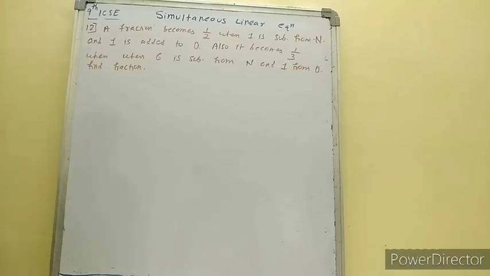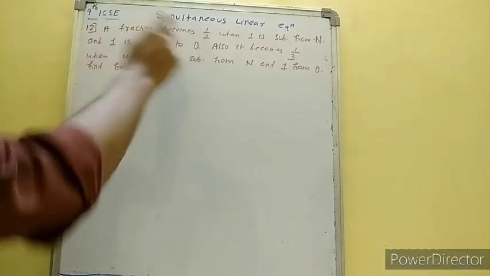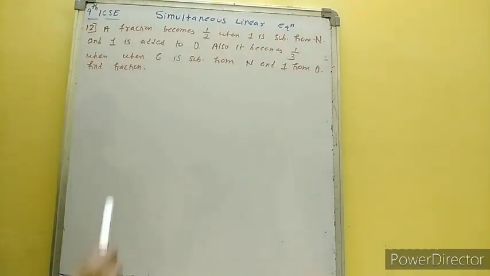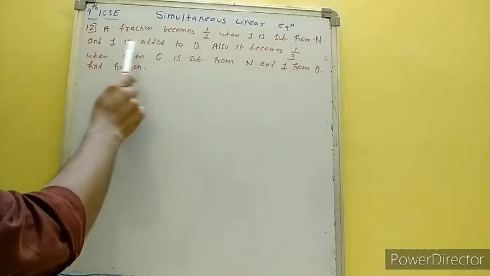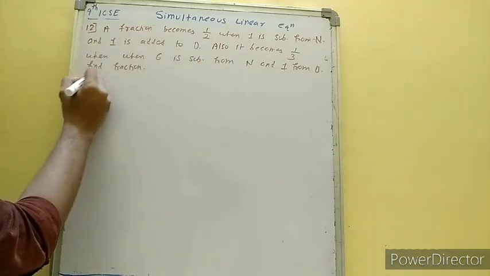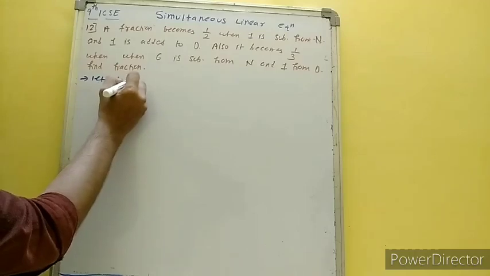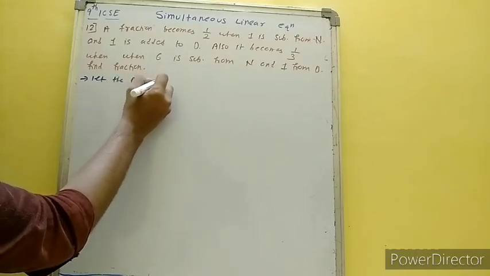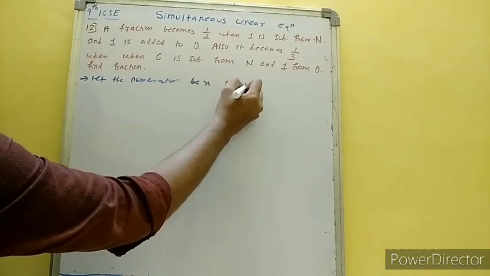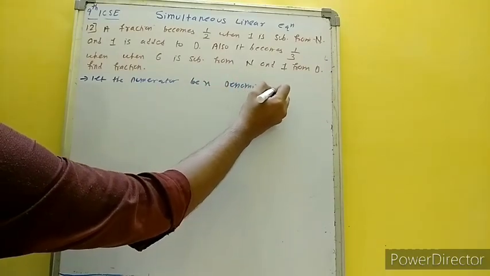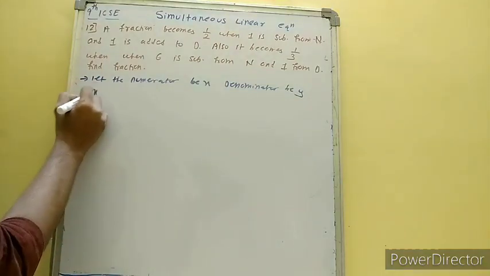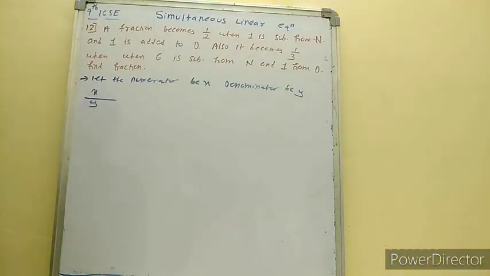For the 12th question, I will read the question for you. A fraction becomes 1 upon 2 when 1 is subtracted from the numerator, and 1 is added to the denominator. So we have numerator and denominator. Let the numerator be x and the denominator be y.